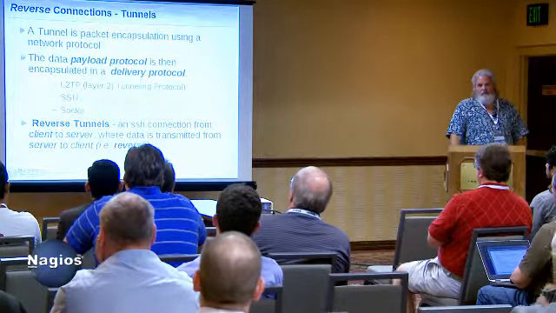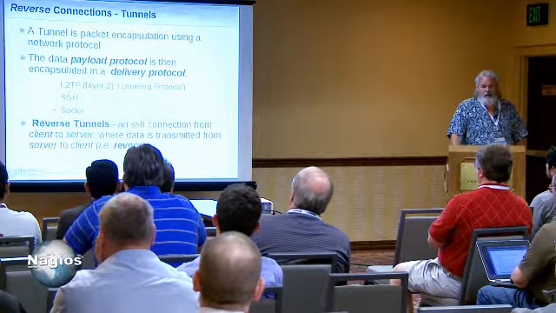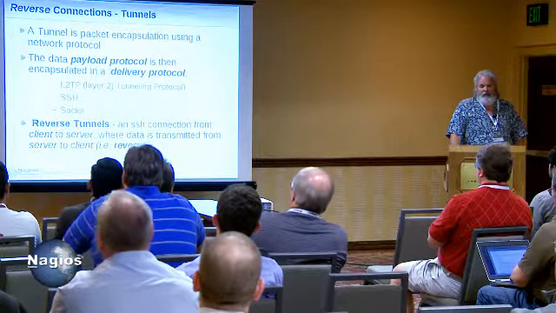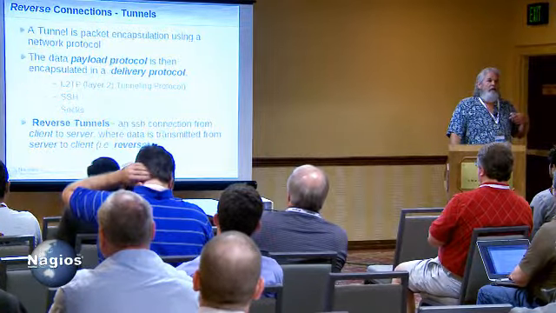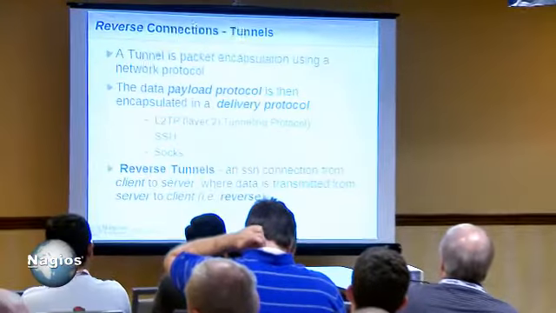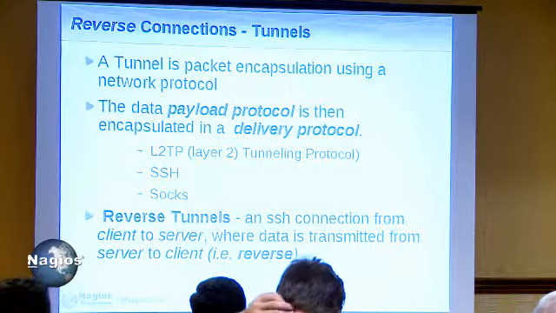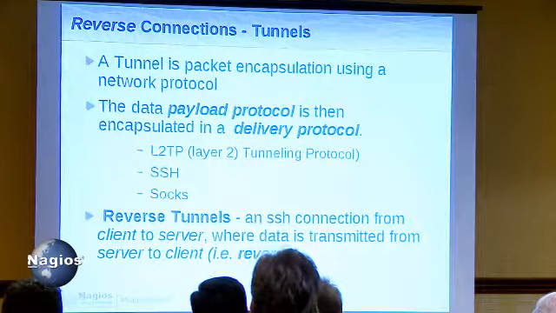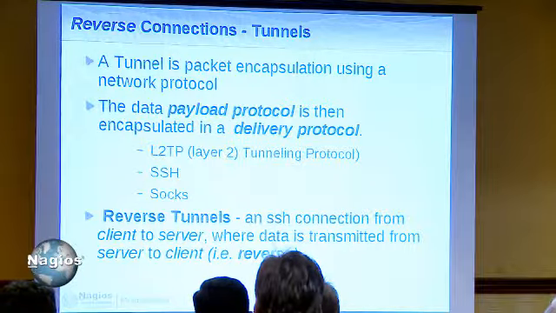A reverse tunnel is defined as packet encapsulation using a network protocol. The data payload is then encapsulated in a delivery protocol. The payload being TCP/IP, layer 3 or higher. You've got a network connection, you have a TCP connection, it is sequencing packets. If you get a packet out of order, it will resequence it on the receiving end, and you get a handshake so that you know each packet is received. That's the payload protocol. The delivery protocol can be different things.